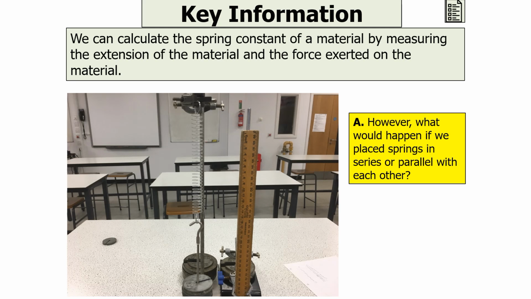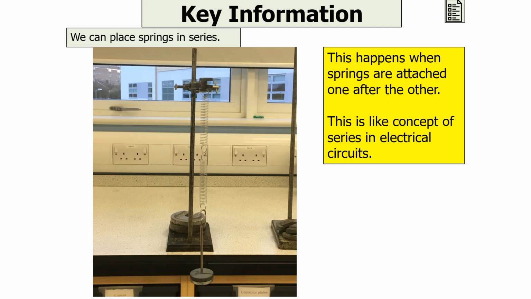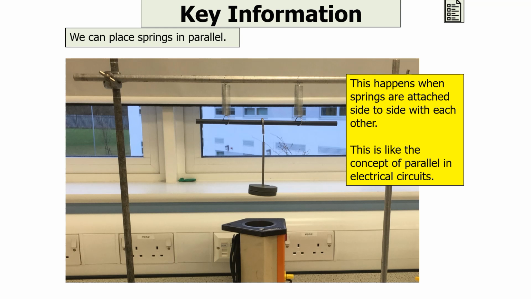Now we can calculate the spring constant of a material by measuring the extension of the material and the force exerted on the material. But what would happen if we place the springs in either series or parallel with each other? So we can place the springs in series, and this happens when the springs are attached one after the other. It's like the concept of series in electrical circuits. And we can place the springs in parallel, which is when they're attached side to side with each other. It's like the concept of parallel in electrical circuits.